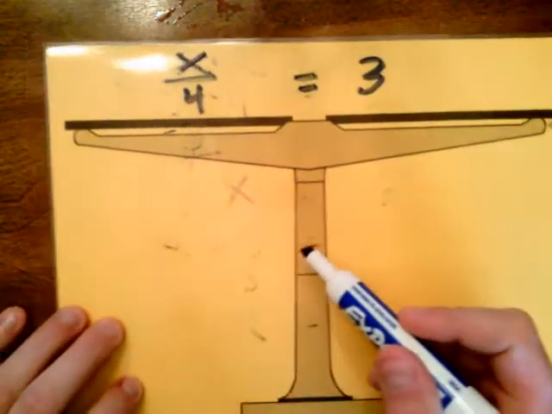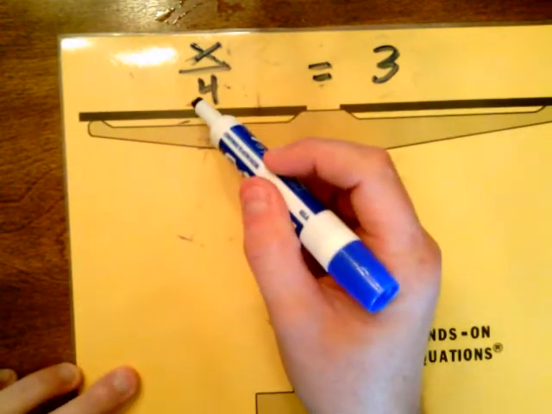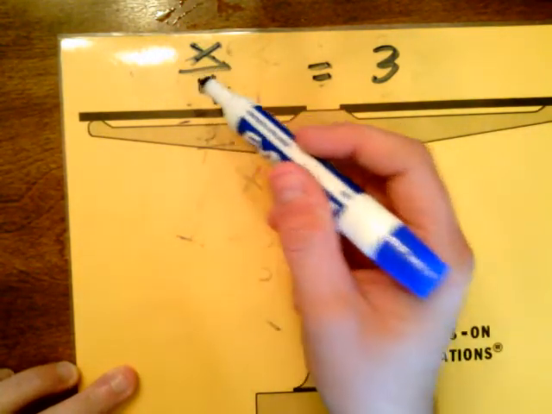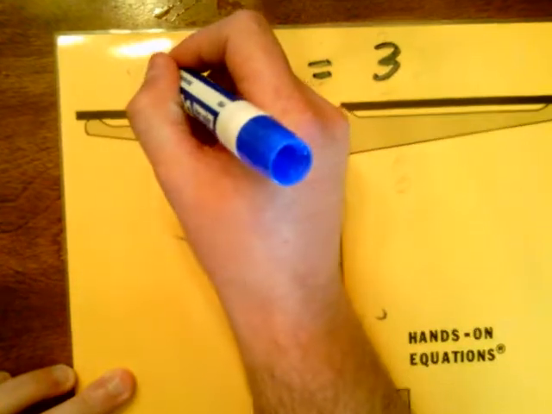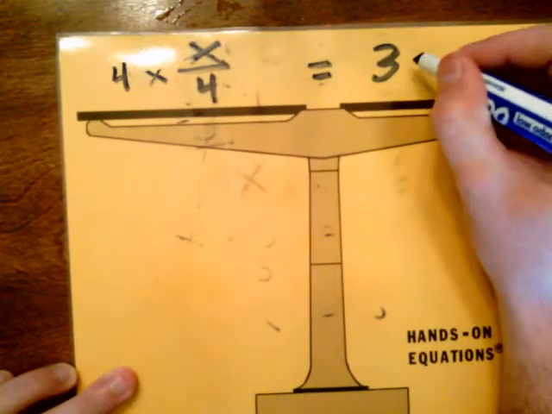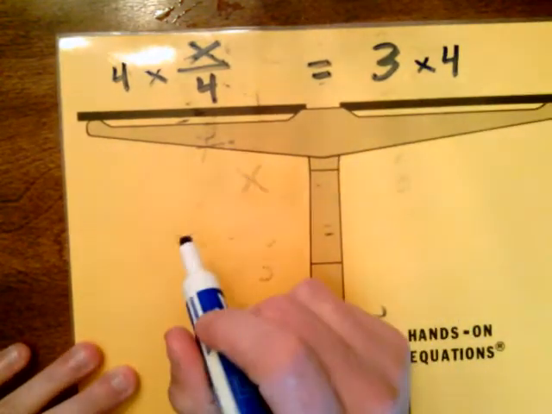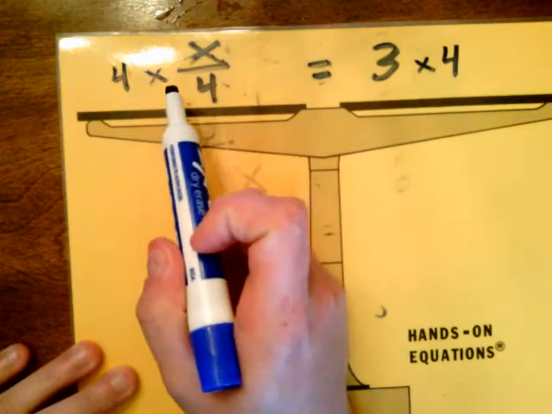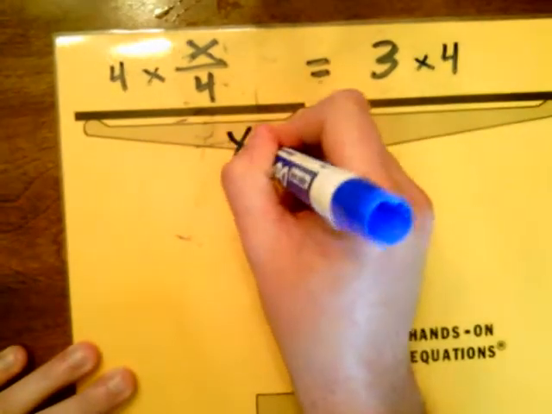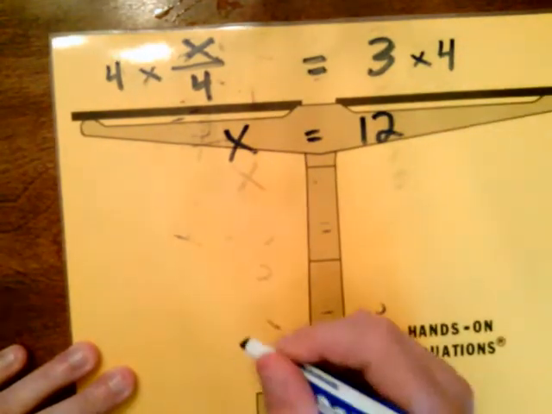The x is being divided by 4. So we have to do the inverse operation of that in order to isolate the variable. The inverse of division would be multiplication. So I'm going to multiply by 4 on both sides. On this side, I'm left with nothing but x. And 3 times 4 is 12.